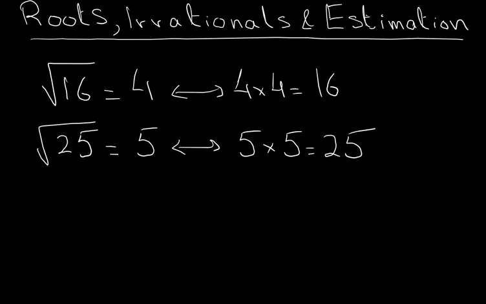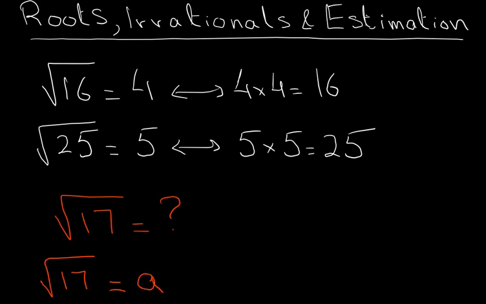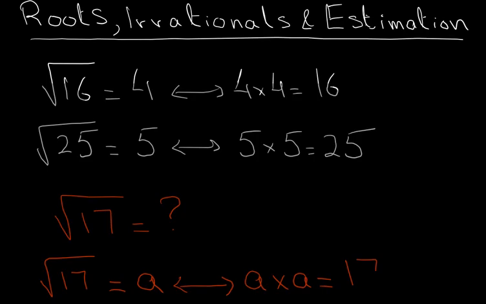Okay? But here's a question. Can you really define the square root of a number like 17? Right? That's a question that you have to mull over. Because what should that mean? Well, what it should mean is that if there is a number which is the square root of 17 and we want to call it a, then if you look at the earlier examples, what it should mean is that a multiplied by a should be equal to 17. So is there such a number?